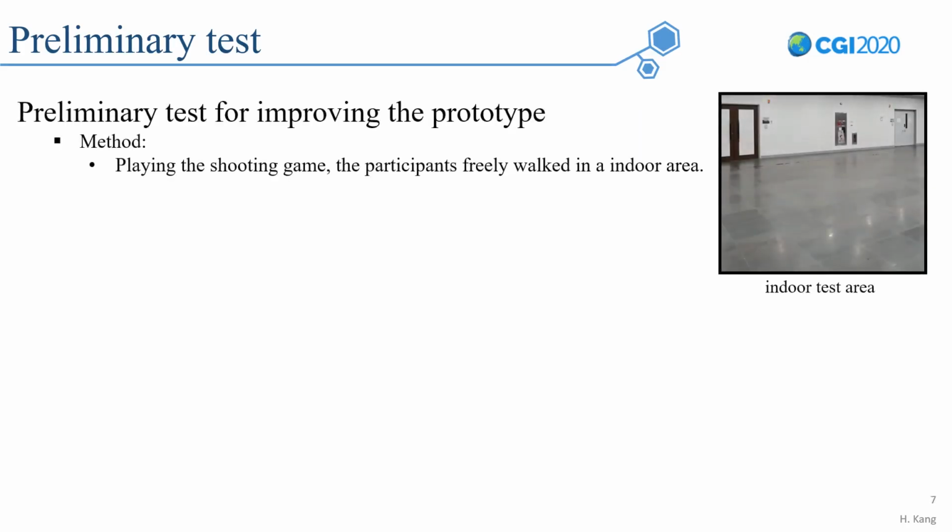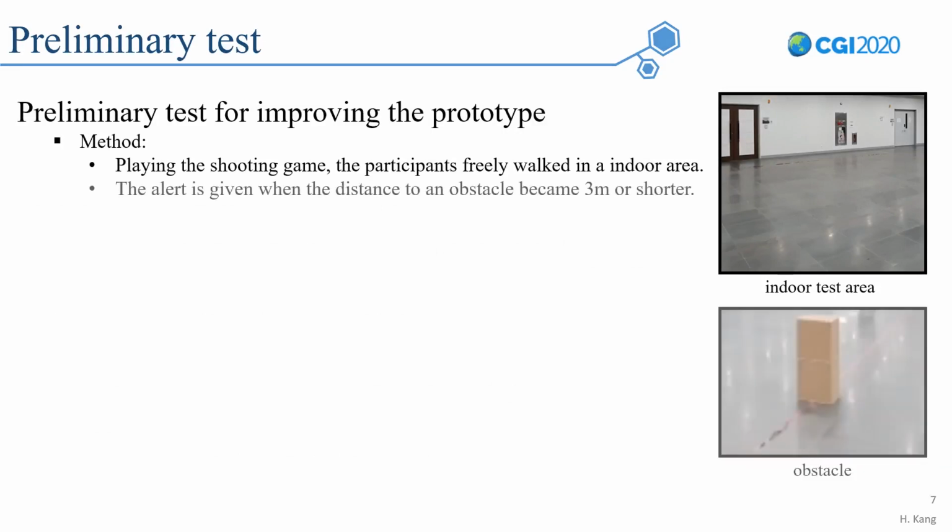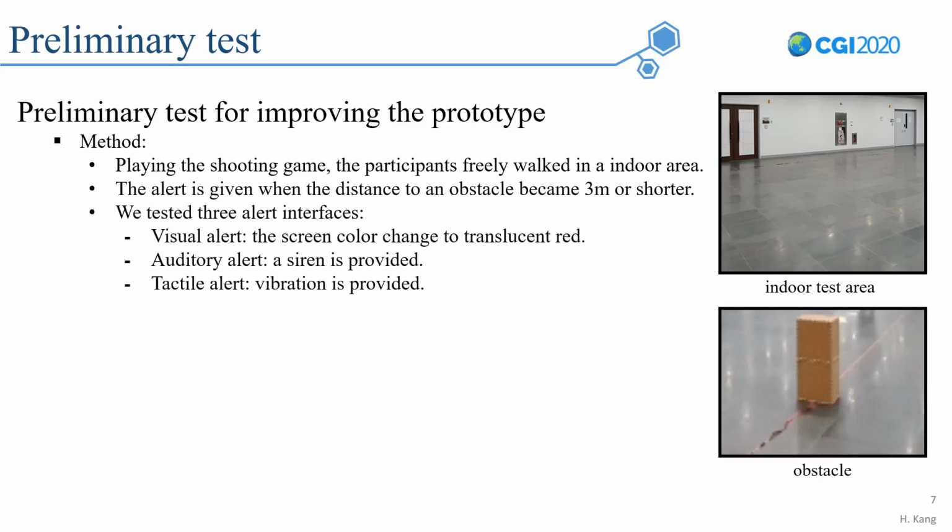Playing the shooting game, the participants freely walked in an indoor area. In the walking areas, we placed the soft cubes made of foam rubber. We tested 3 alert interfaces, each of a single modality. The screen color changes as a visual alert, a siren as an auditory alert, and vibration as a tactile alert.